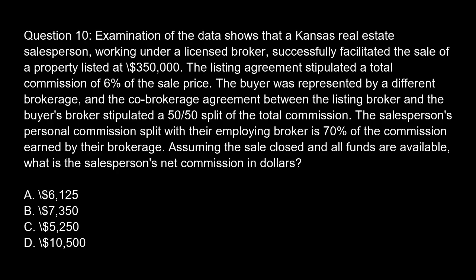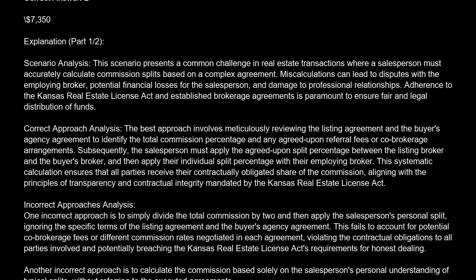Option A, $6,125. Option B, $7,350. Option C, $5,250. Option D, $10,500. The correct answer is B, $7,350.